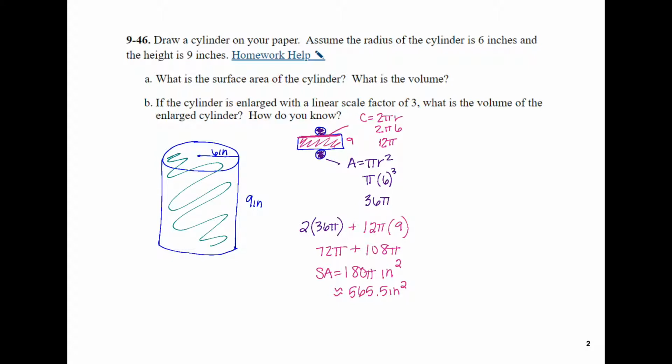Then looking at the volume of our shape, or how much can fill up our entire cylinder, we would take our area. So our volume would be our area of 36 pi. We need to multiply that by our height of 9. So our volume would equal 324 pi, which is approximately 1,017.9 inches cubed.